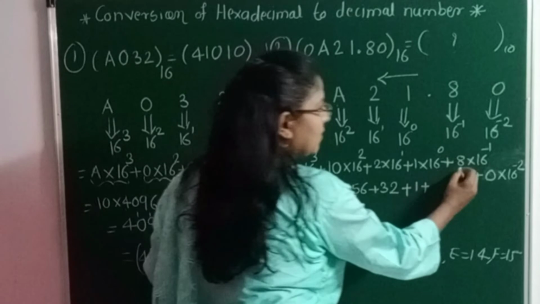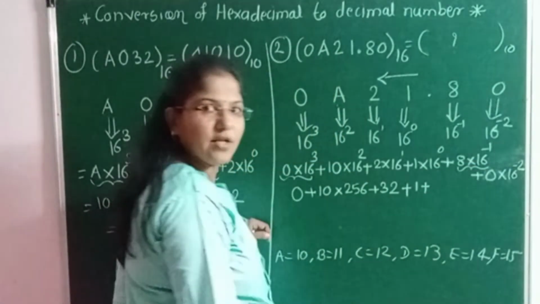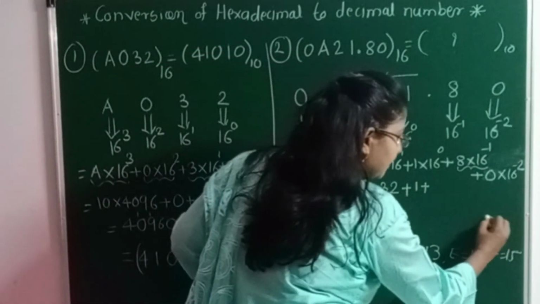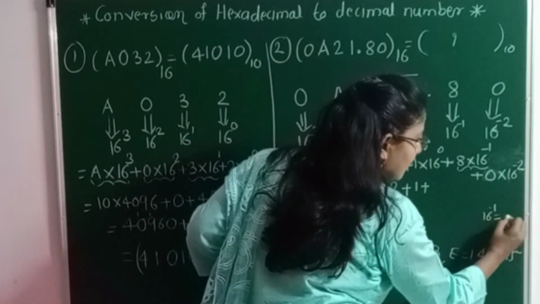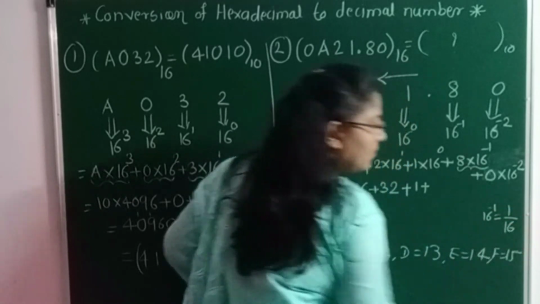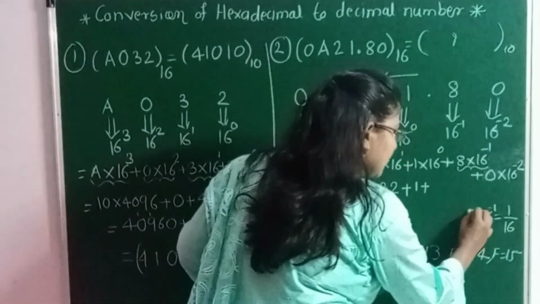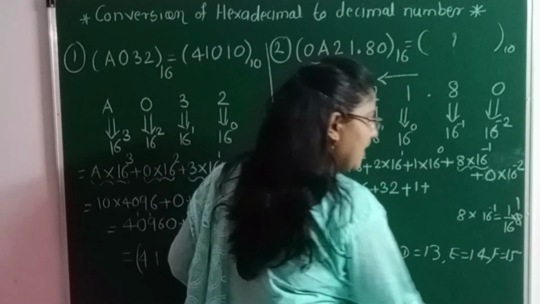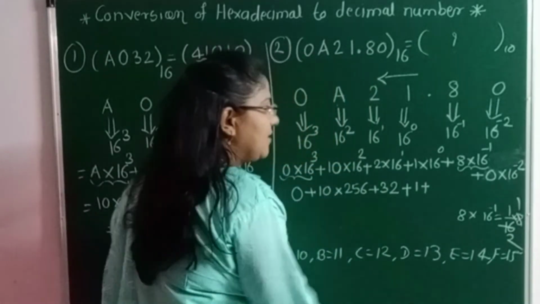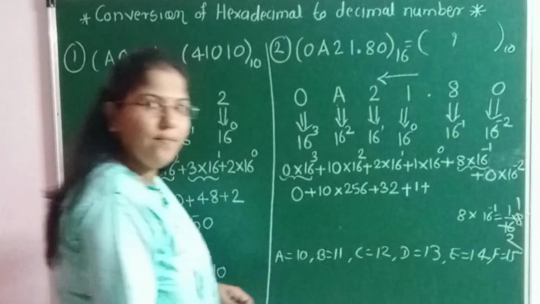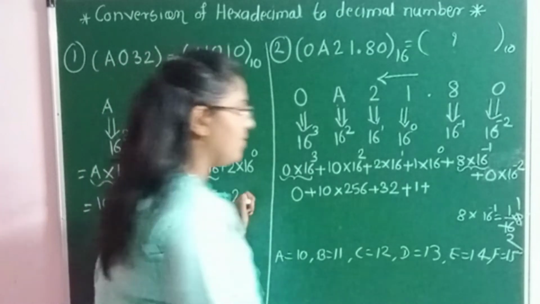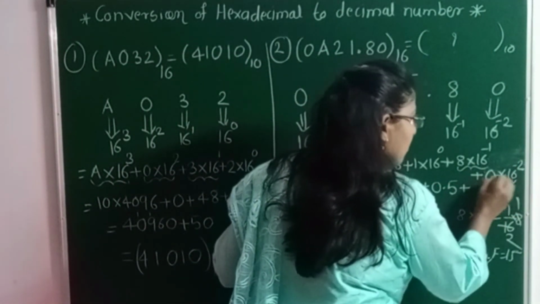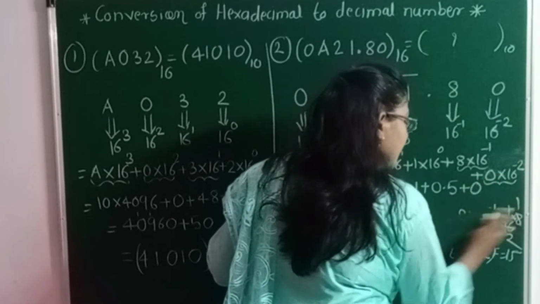Now what is the result of this part? 8 into 16 raised to minus 1. We can write that 16 raised to minus 1 as 1 by 16. Okay. So now we will multiply both the sides with 8. Here also 8. So 8 into 1 is 8. 8 into 2 is 16. So the result of this is 1 divided by 2. So 1 by 2 is nothing but 0.5. And plus the result of this 0 into 16 raised to minus 2 is 0.